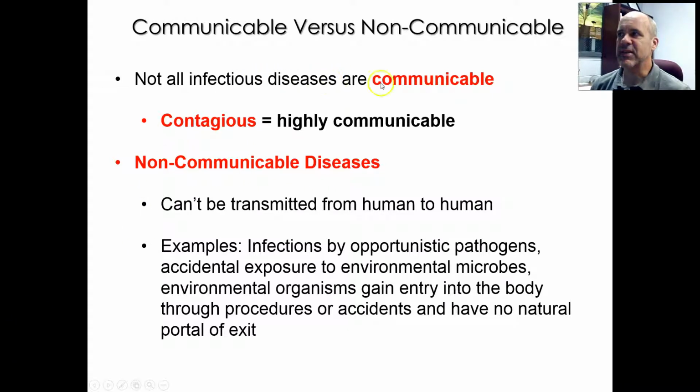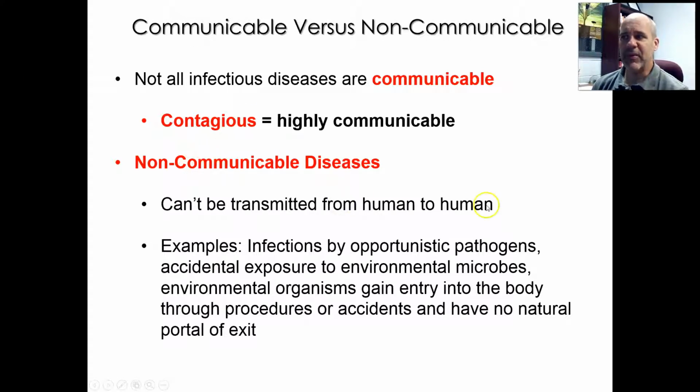Not all infectious diseases are communicable. A communicable disease is one that can be spread from one host to another. There's some means of natural spread. A contagious infectious disease is one that is highly communicable. So sometimes you'll hear those two terms used interchangeably, but really contagious is a very easily spread type of infectious disease.